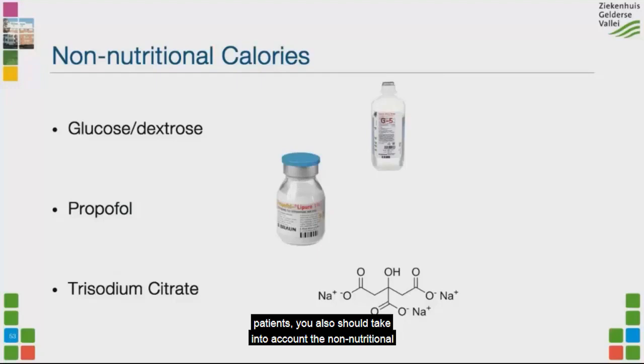When you calculate calories or look at the actual intake of the patient, you also should take into account the non-nutritional calories. So I already alluded to this: glucose, dextrose, propofol for sedation, and trisodium citrate, that's an anticoagulant we use during renal replacement therapy, can provide calories to your patients, and it can be up to 400 or 500 kcals per day. So your dietitians or you have to calculate this amount of intake, because you have to reduce the enteral feeding when you use a lot of these calories.